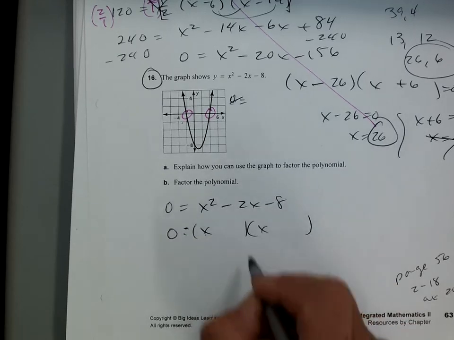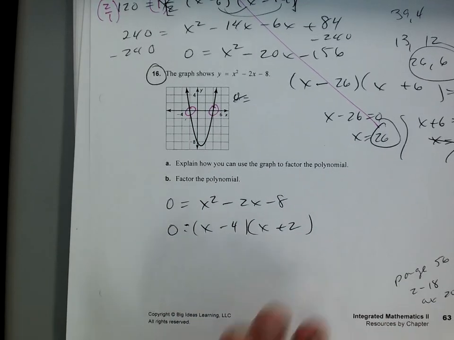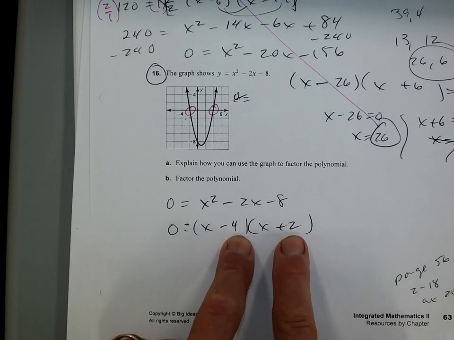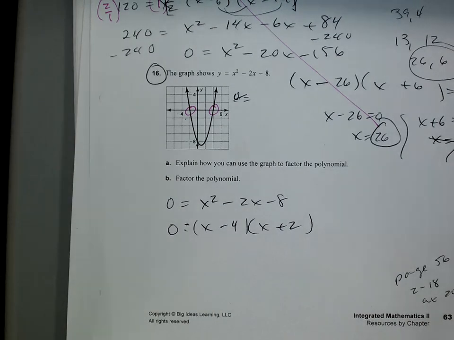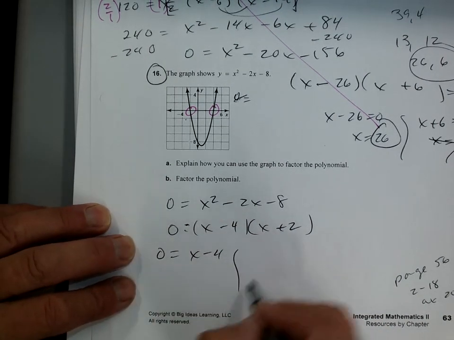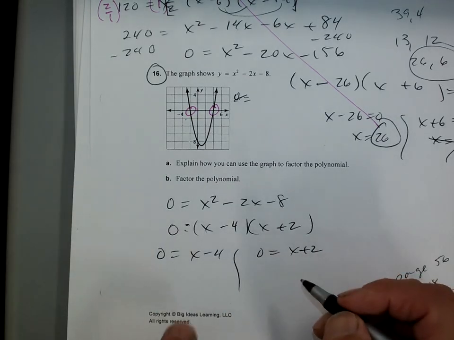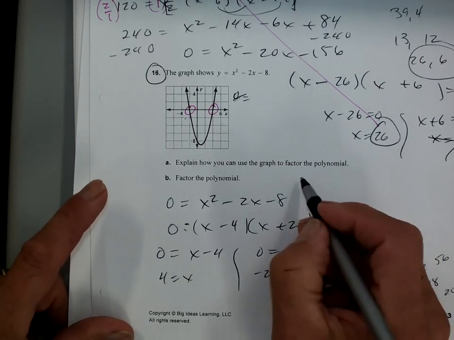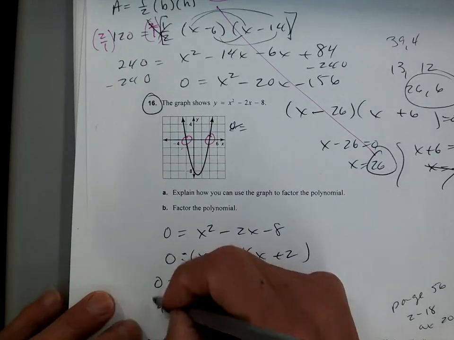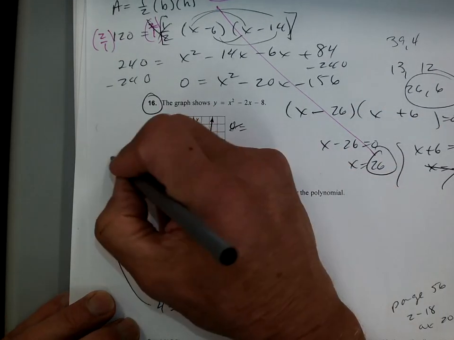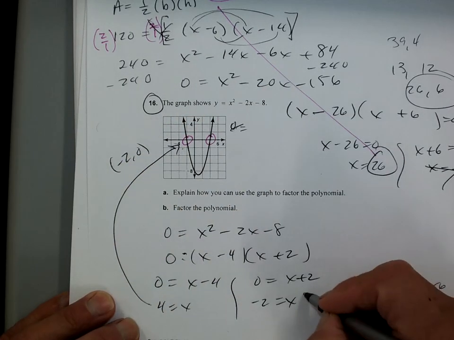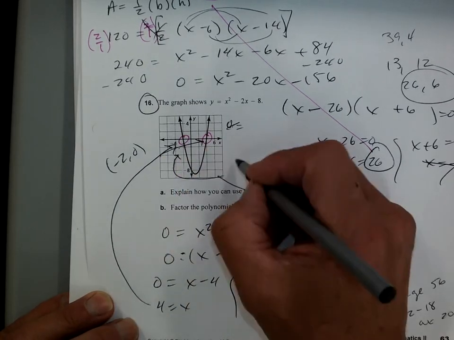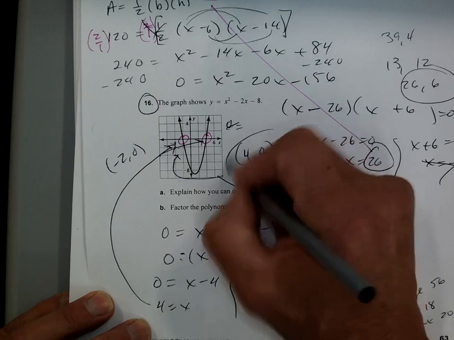X minus 4, x plus 2, right? Because these will multiply to make -8, and they'll add to make -2. Now 0 equals x minus 4, and 0 equals x plus 2, and we solve. Plus 4, plus 4, minus 2, minus 2. So what are the zeros? The zeros are actually the x-intercepts, and that's what we just showed. Here's an x-intercept of -2, 0, and here's another x-intercept of 4, 0. Okay, so that's what we wanted to show.